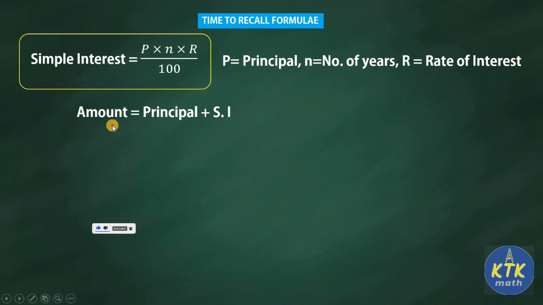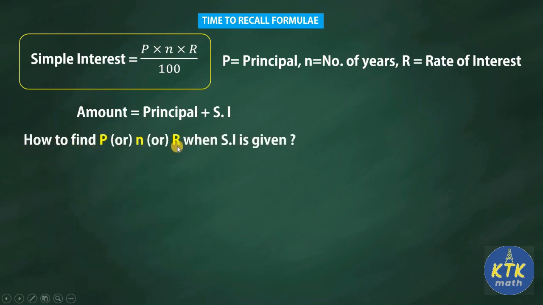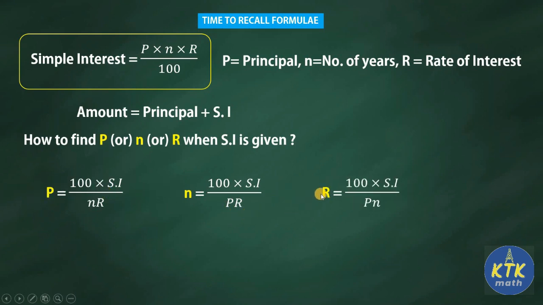In the same way, how to find principal or number of years or rate of interest when simple interest is given? It's completely a reverse process. In this case, you just move this 100 to the left side. What will happen? We can easily derive the formulas for P, N or R separately. When P is to be calculated, multiply simple interest with 100 divided by NR. Next, N is 100 into simple interest by PR, and rate of interest is 100 into SI by PN.